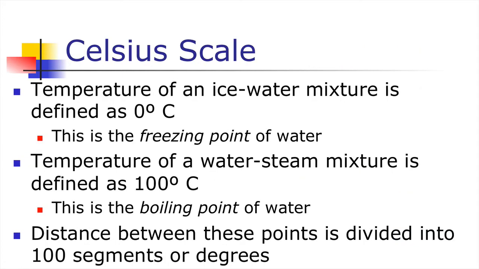In general, there are three distinct temperature measuring scales. The first one is the Celsius scale. In the Celsius scale, the freezing point of water is 0 degrees centigrade. Ice and water coexist at that temperature, whereas the boiling temperature, the water steam mixture, is at 100 degrees Celsius. Between the freezing and the boiling point of water, there are 100 equal segments of degrees.